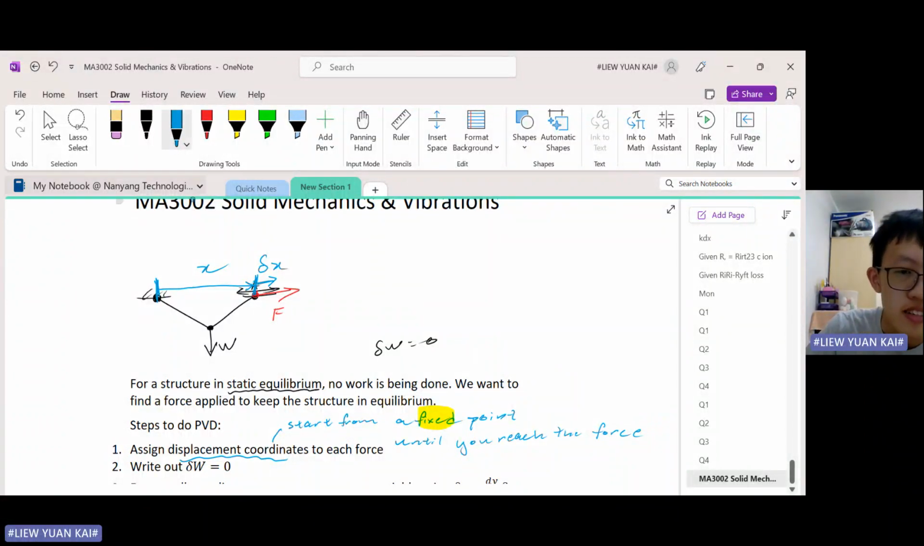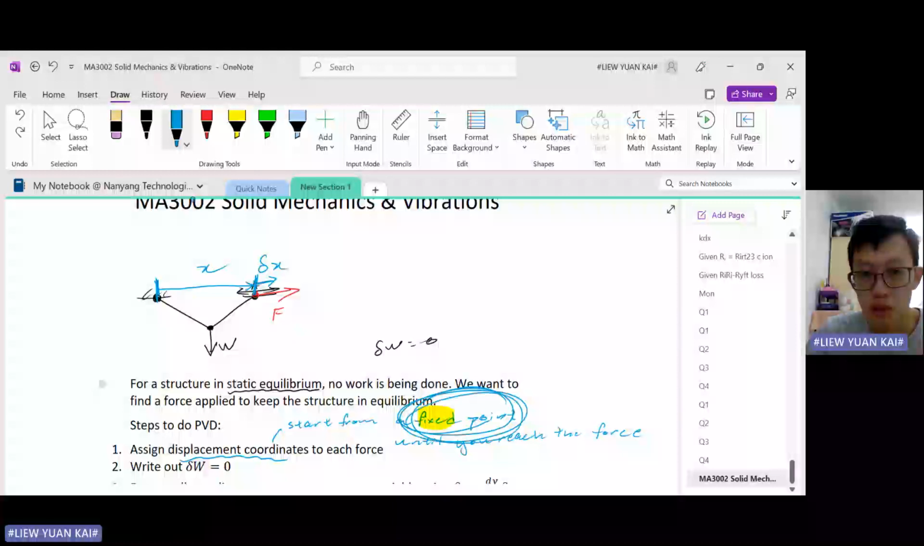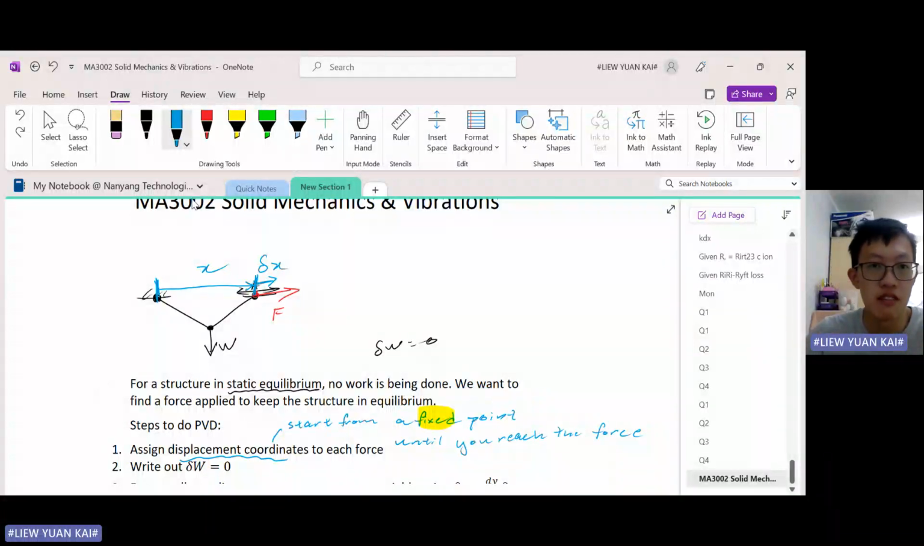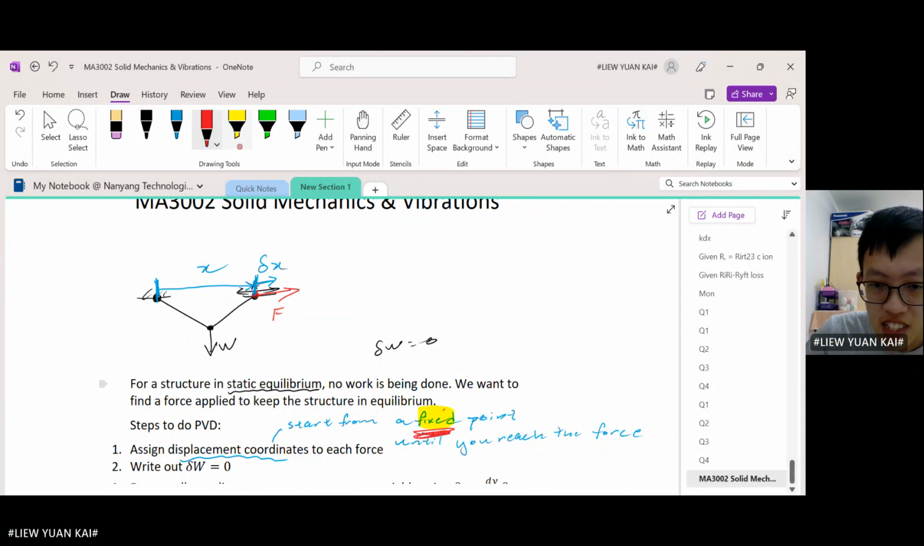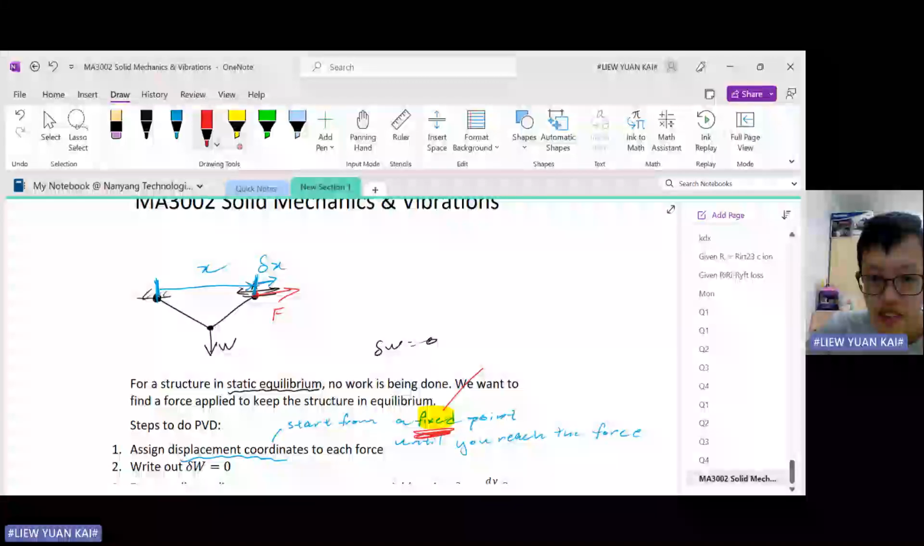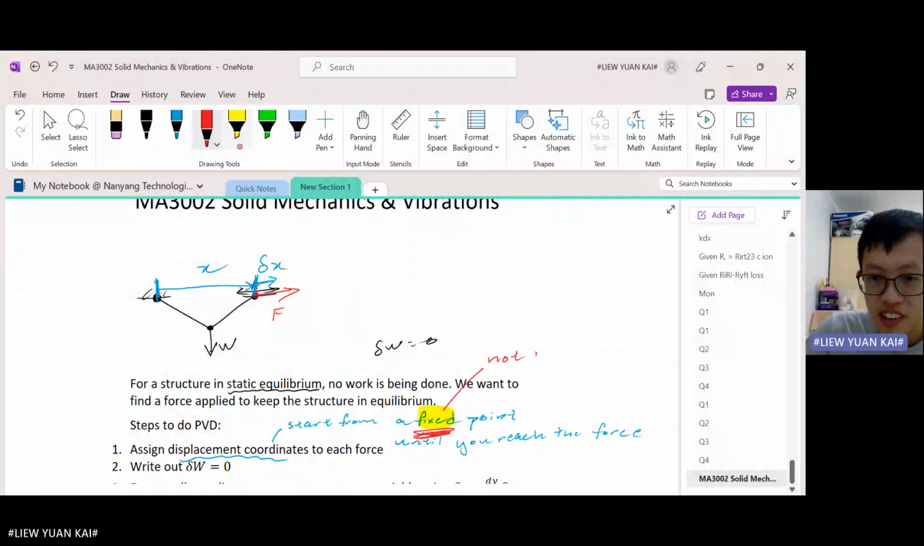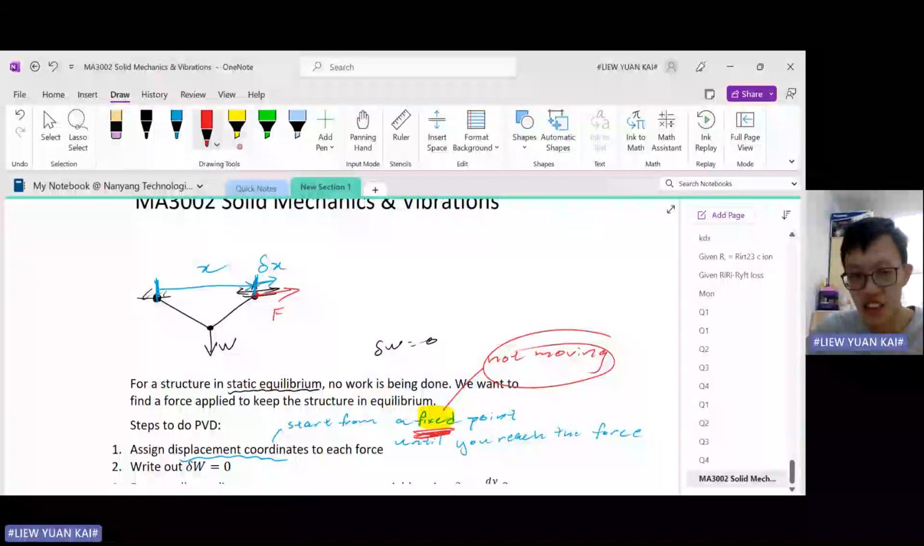So let us continue to assign the coordinate axis of W. So how do you assign the coordinate axis of W? Again, you must start from a fixed point. Emphasis on fixed point. You never start from a moving structure. Let me just emphasize what this means. This means not moving. I know it's obvious, but people tend to take this for granted. So I just want to emphasize it here. It's not moving.